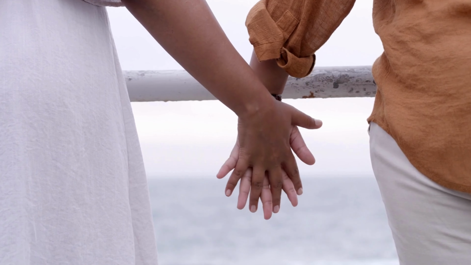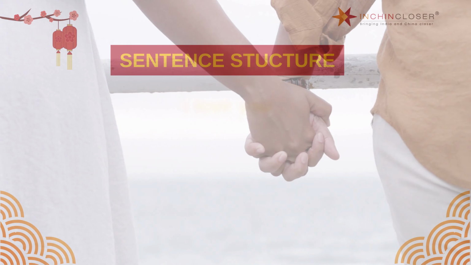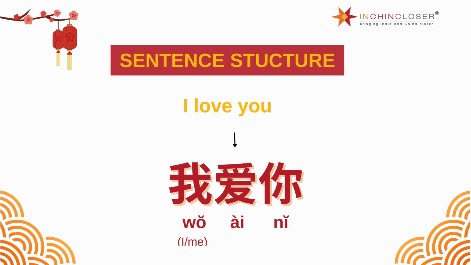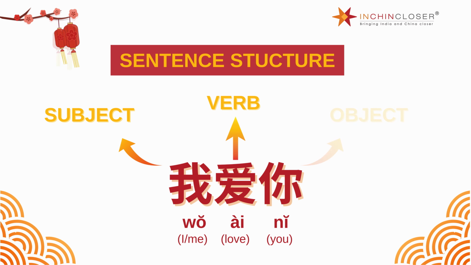So for example, if you wanted to confess your love for someone in Chinese, you would directly translate the English sentence, I love you, by substituting it with its corresponding Mandarin words. So in this sentence, the subject is 我, meaning I or me. The verb is 爱, meaning love, and the object is 你, you.